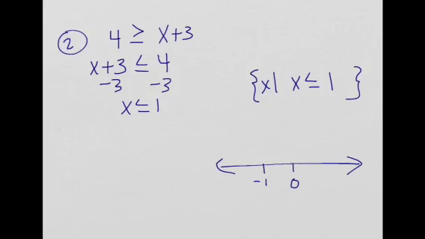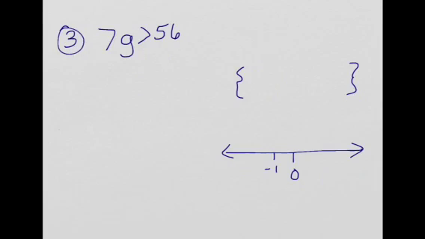Now we're going to go and graph. We're going to put our 1, and because it's less than or equal to, it's going to be a solid circle. And again, we're going to use our hint showing us which direction the arrow is going to go, and that is going to be all the numbers that are less than 1.